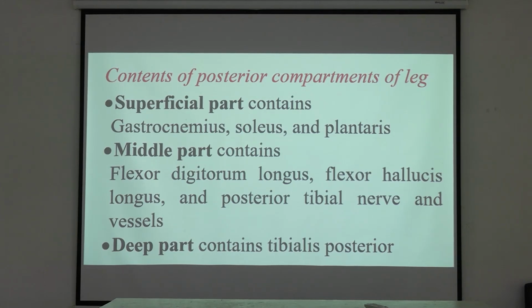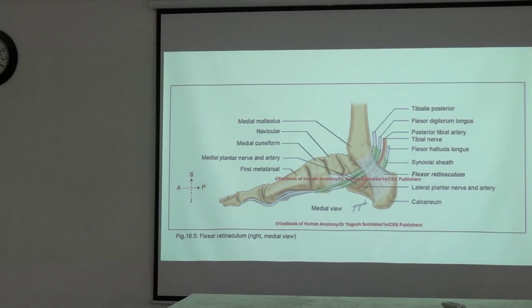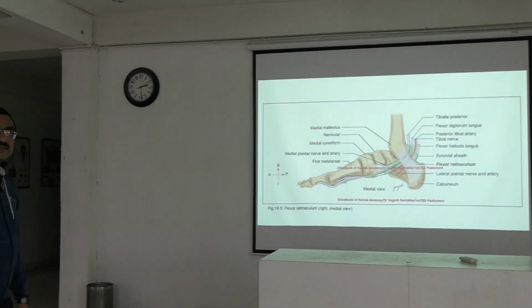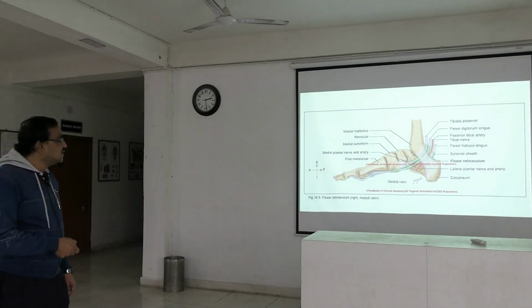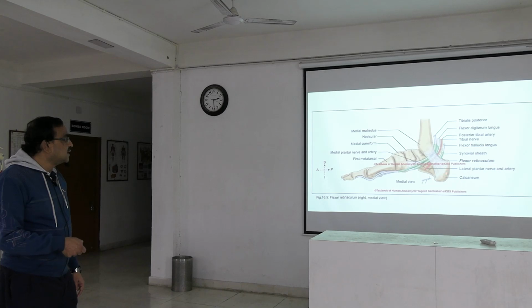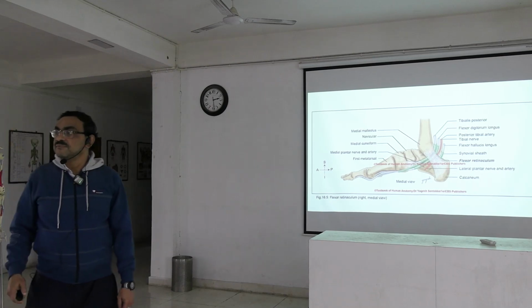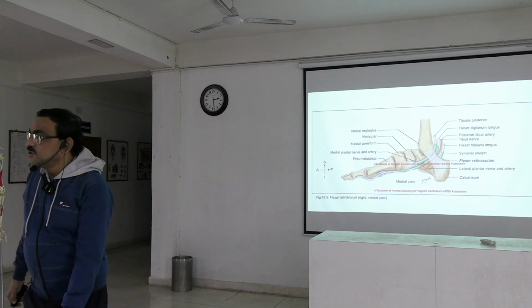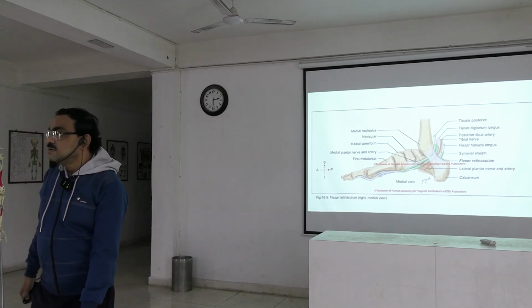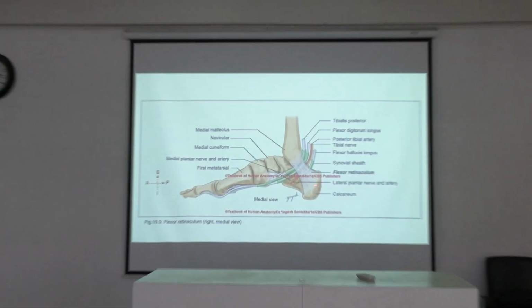So, posterior compartment: superficial, middle and deep parts. Now this is a very interesting thing. We will find in between the calcaneum and the medial malleolus a thickening of the deep fascia. On the medial side, we know this is the medial malleolus. The medial malleolus is connected with this calcaneum.